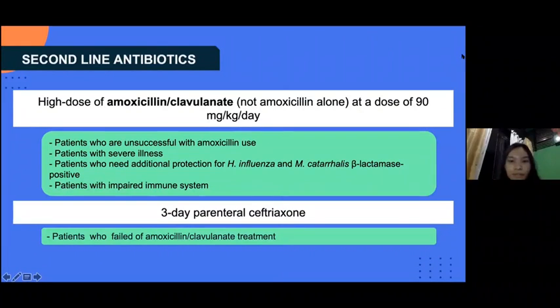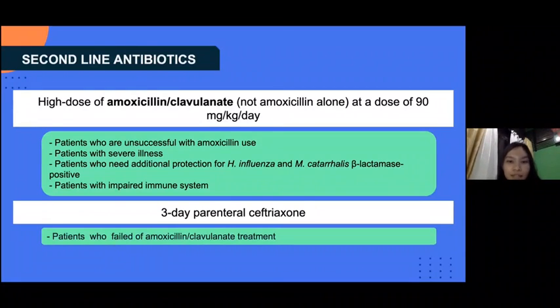Hello, my name is Madeline Tanilap Sapitari, with my last three digits 157. Now I'm going to explain about the second-line antibiotics. So for patients who are unsuccessful with amoxicillin use, the right choice for second-line therapy is high-dose amoxicillin with clavulanate, not amoxicillin alone, given at a dose of 90 milligrams per kilogram per day based on the amoxicillin component. This can also be given in patients with severe illness such as severe fever, pain, or persistent otorrhea after 3 to 4 days.